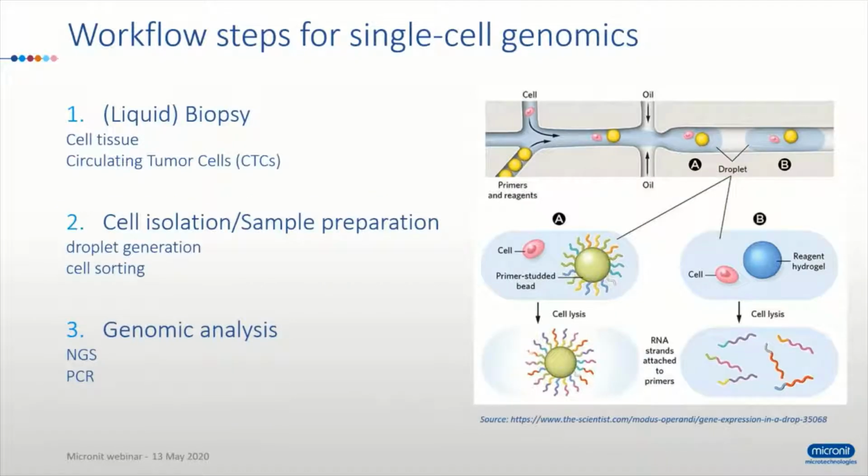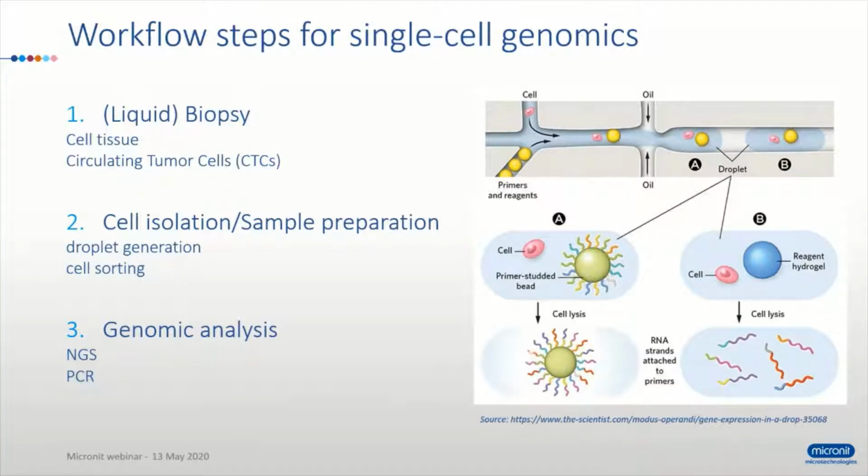We look at the workflow steps for single-cell genomics. Basically, we can divide them in 3 steps. The first being the preparation or the biopsy. And this can be a normal biopsy, like a cell tissue, which is regularly still being done today, for example, in oncology. But it can also be a liquid biopsy, where blood is extracted to search for circulating tumor cells, CTCs.